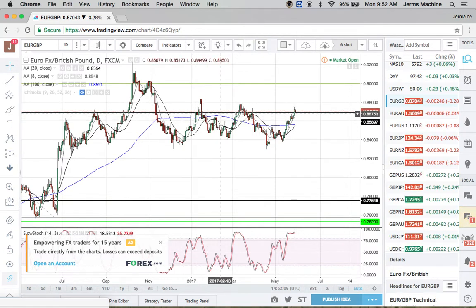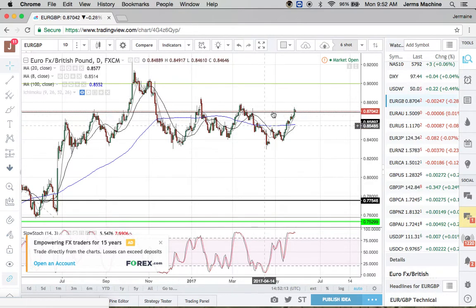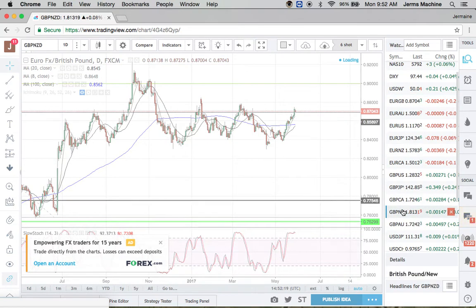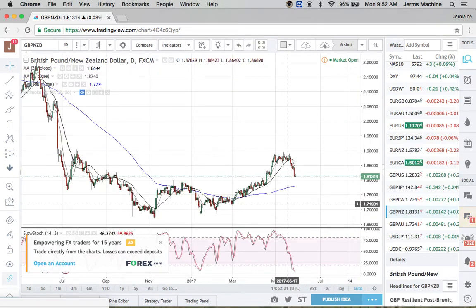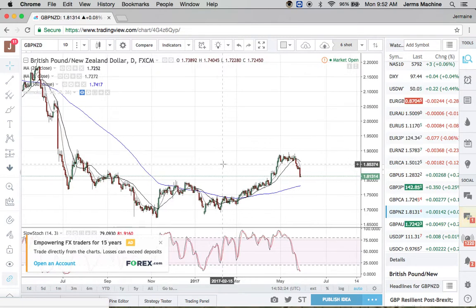The 100 moving average on this daily chart is really flat. So we're in a sideways market. So I don't see anything I really like there. All right, so let's go back, because I did see something that I like. Not trading today, but pound New Zealand, right?